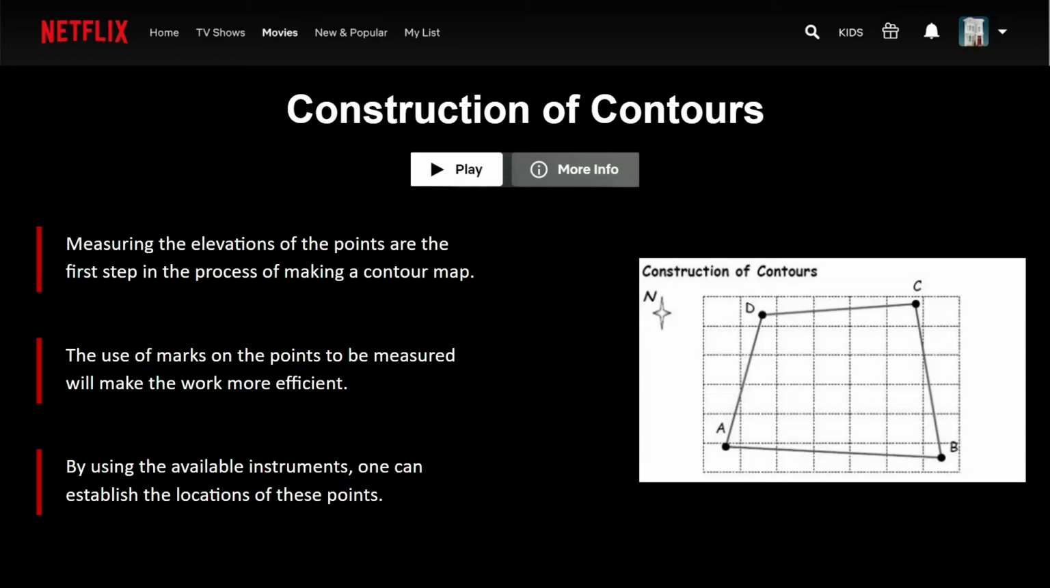So, construction of contours. Here, we plot contours based on the points that are made on the terrain. Measuring the elevation of the points is the first step in the process of making a contour map. The use of marks on the points to be measured will make the work more efficient. By using the available instruments, one can establish the location of these points. Next slide, please.